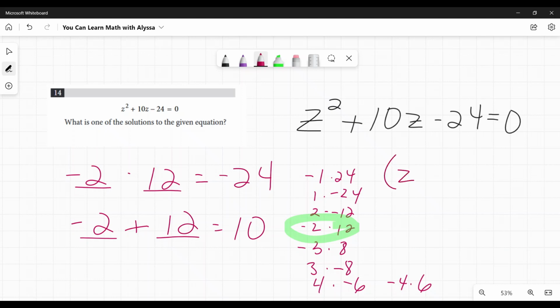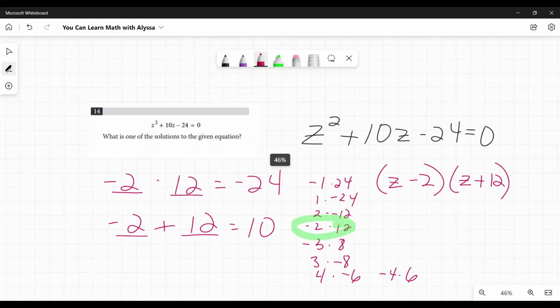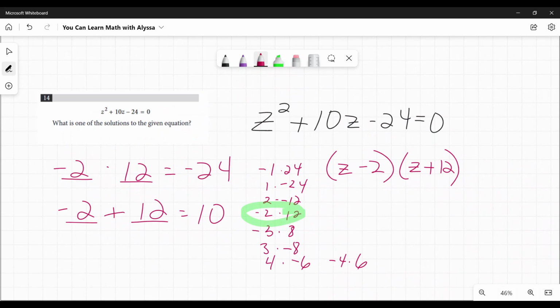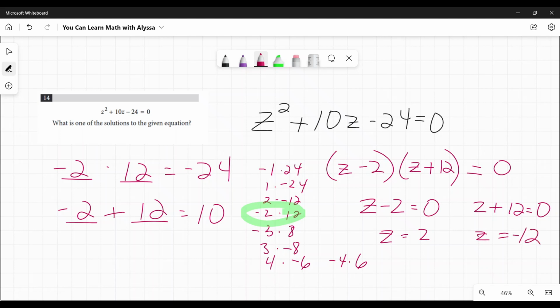So when I factor this, it's going to be z minus 2 times z plus 12. And since that is equal to 0, then we need to set each of those separately equal to 0. So on this side, z minus 2 equals 0. z is going to equal 2. On this side, z plus 12 equals 0. z is equal to negative 12. Either of those is a good answer.